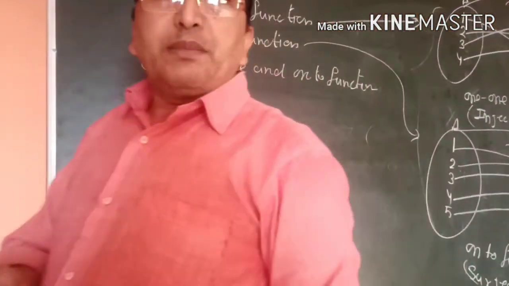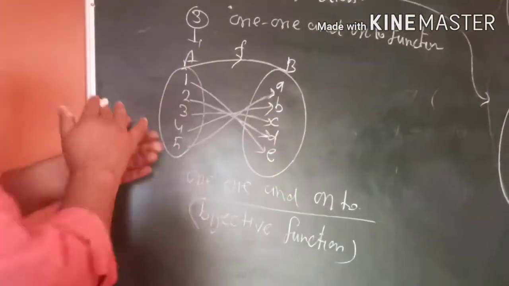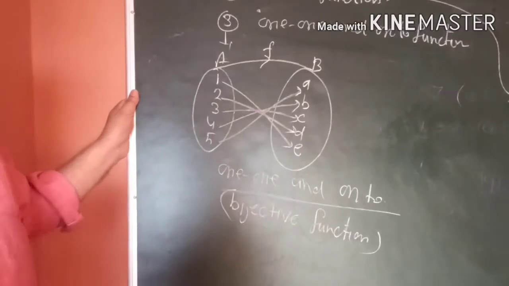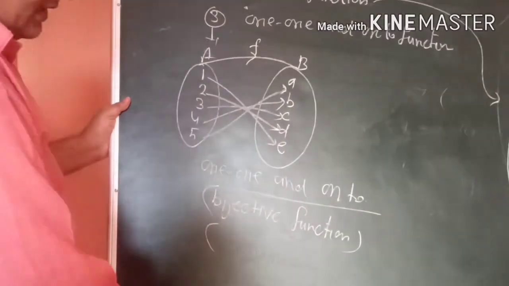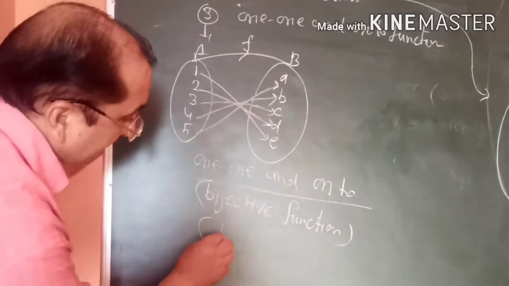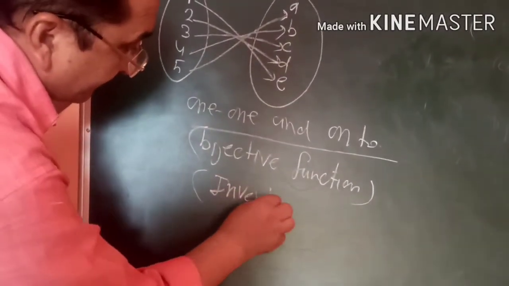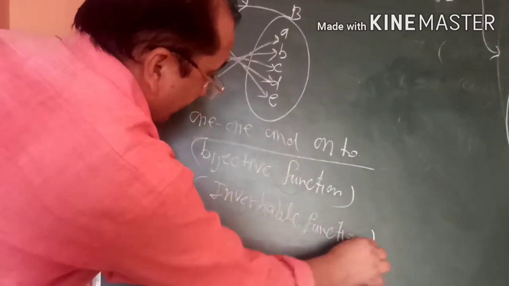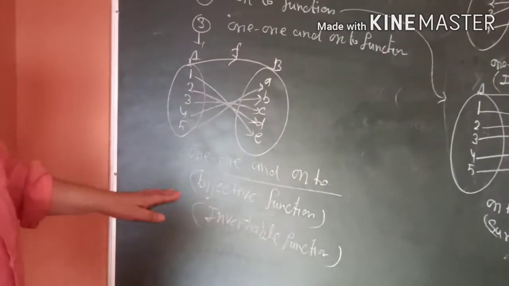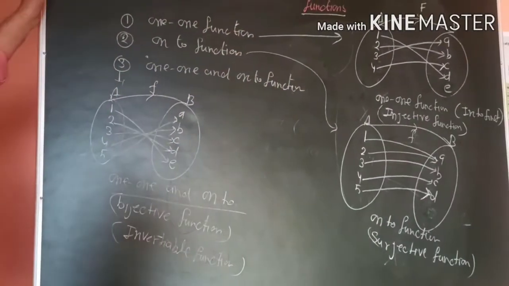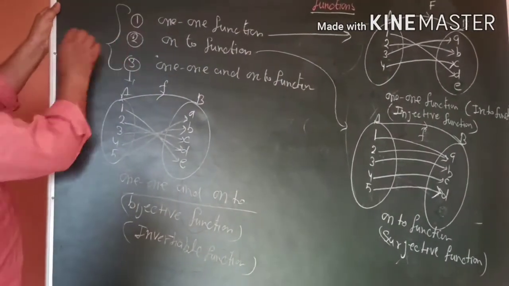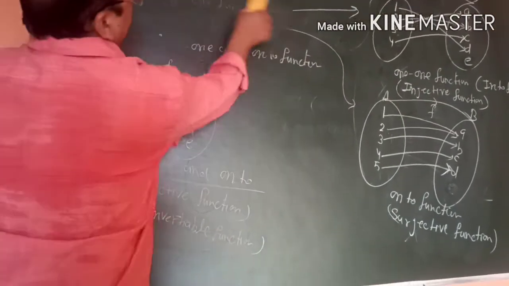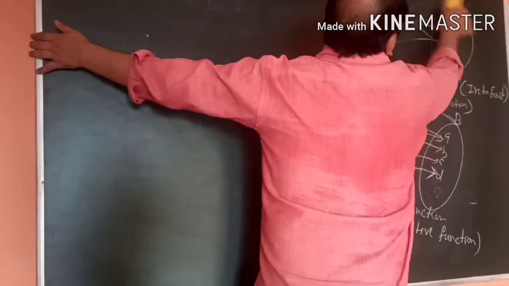Now we come again to this set, and suppose we convert B to A and A to B. Everything is one-one and onto, and this is known as an invertible function. This function is also known as an invertible function. After these, these three are really important functions. After that, the next function is the many-one function.